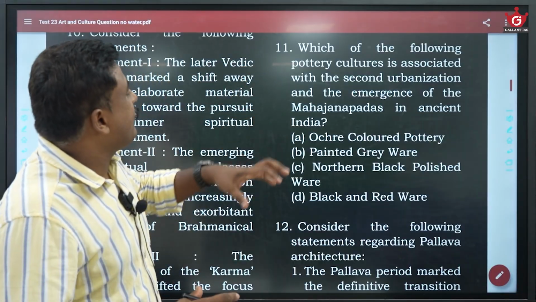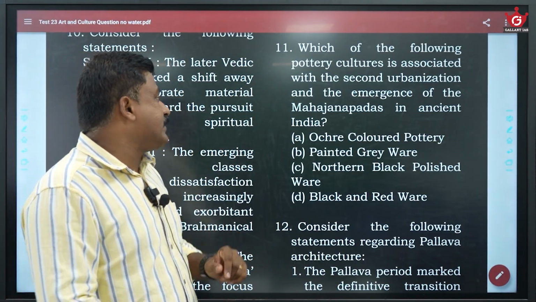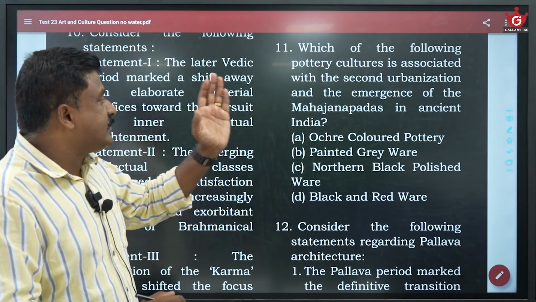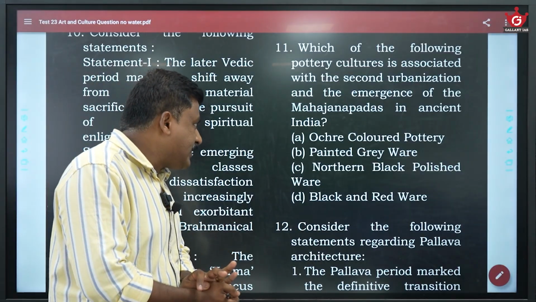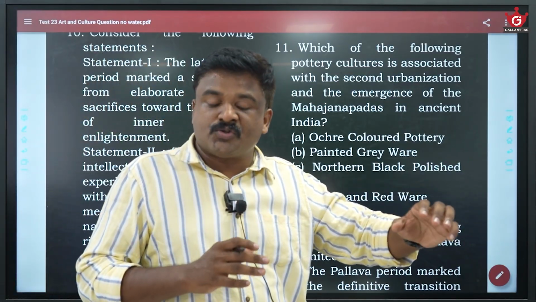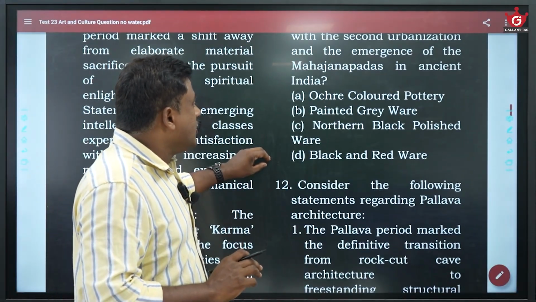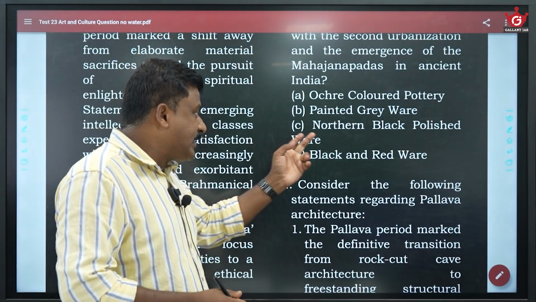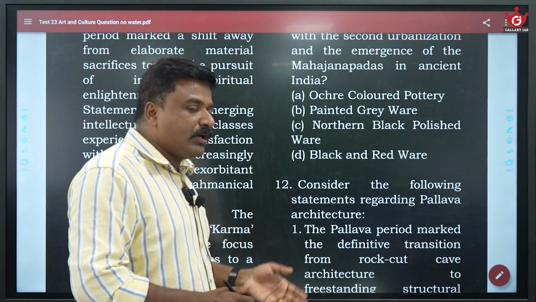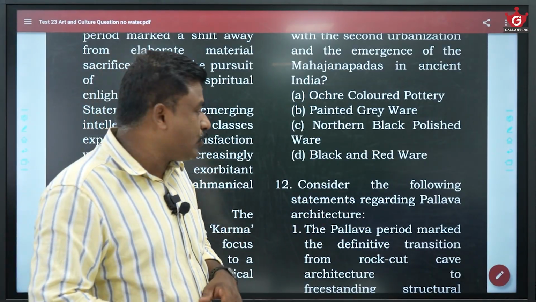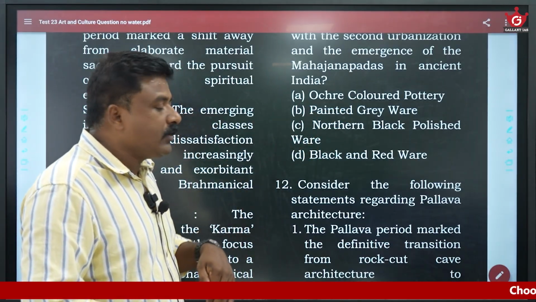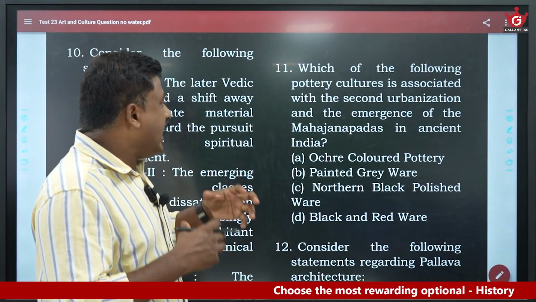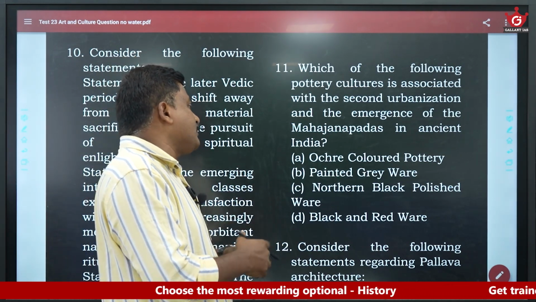Question number 11. Which of the following pottery cultures is associated with the second urbanization and the emergence of Mahajanpadas in ancient India? You know that there are different pottery cultures representing different ages of ancient India. Painted grey ware is a later Vedic culture. Northern black polished ware is the second urbanization, or Mauryan culture. Black and red ware is much older, like the Indus Valley civilization. Ochre is also older than northern black polished ware. So here they are asking for the second urbanization and the emergence of Mahajanpadas.